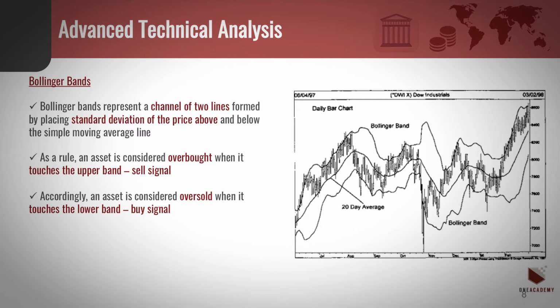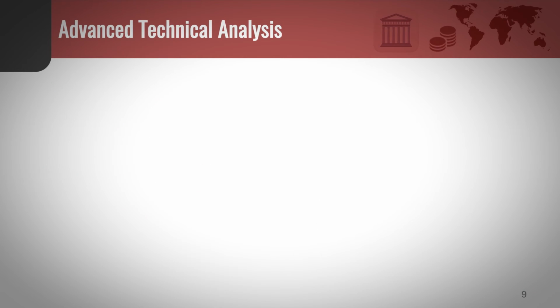Bollinger Bands. Bollinger Bands represent a channel of two lines formed by placing standard deviation of the price above and below the simple moving average line. As a rule, an asset is considered overbought when it touches the upper band, sell signal. Accordingly, an asset is considered oversold when it touches the lower band, buy signal.